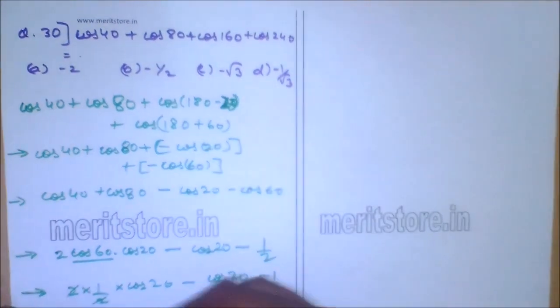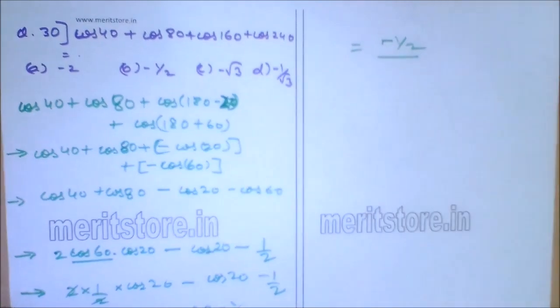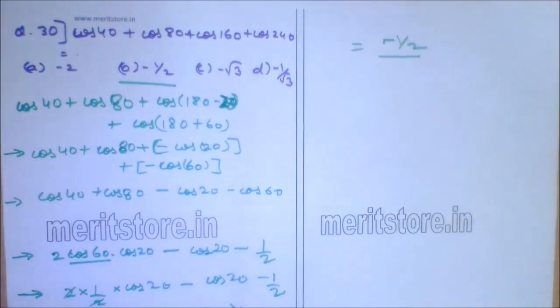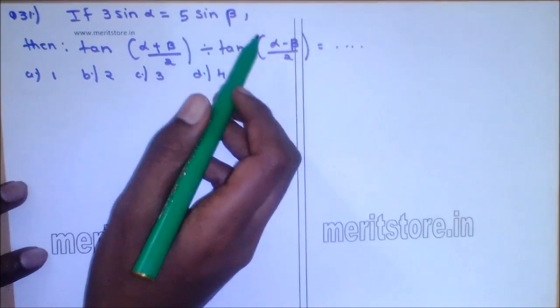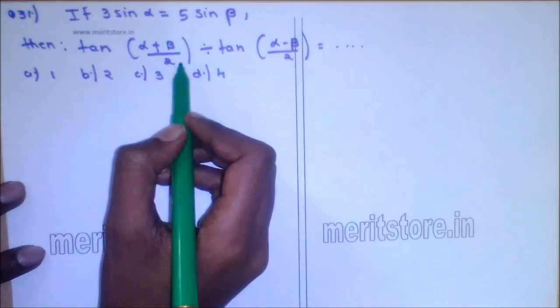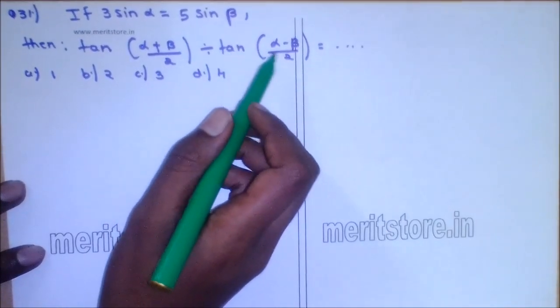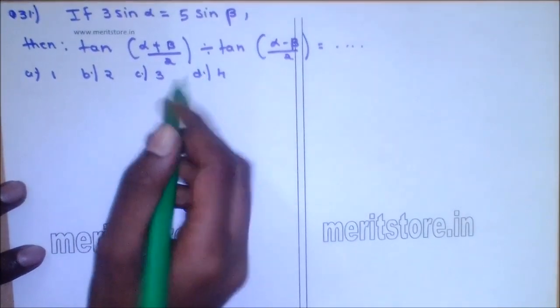So this gets cancelled, so we are left with minus half, which is option B. It is given that 3 sin alpha is equal to 5 sin beta. We are supposed to find the value of tan (alpha plus beta)/2 divided by tan (alpha minus beta)/2. The options are 1, 2, 3 and 4.